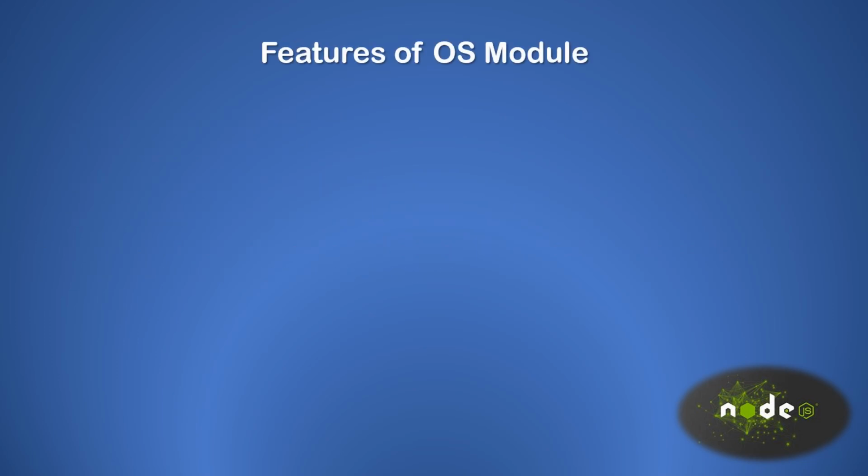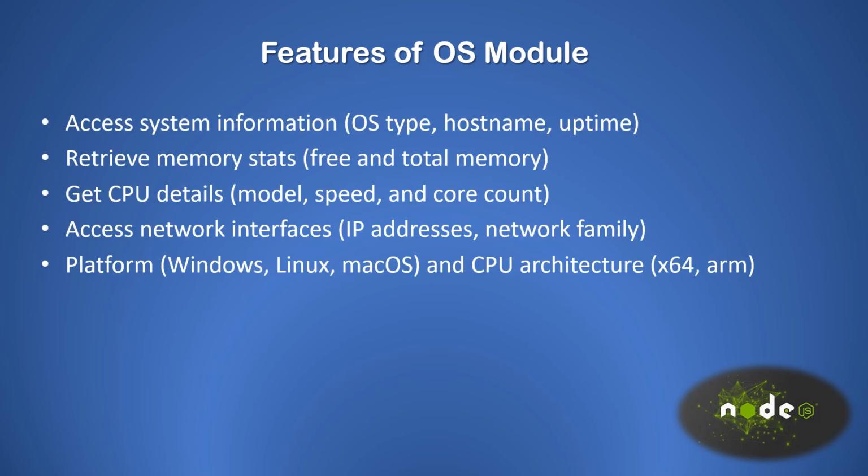So coming to the features of the OS module, as I told you in the previous slide, it allows us to access the underlying system information, like OS type, host name, and uptime. It also helps you retrieve memory statistics, like how much is free and what the total memory is. You can also get CPU details like speed, count, and model, and network interface details like IP address and network family. We can also understand the platform and the CPU architecture with this module.